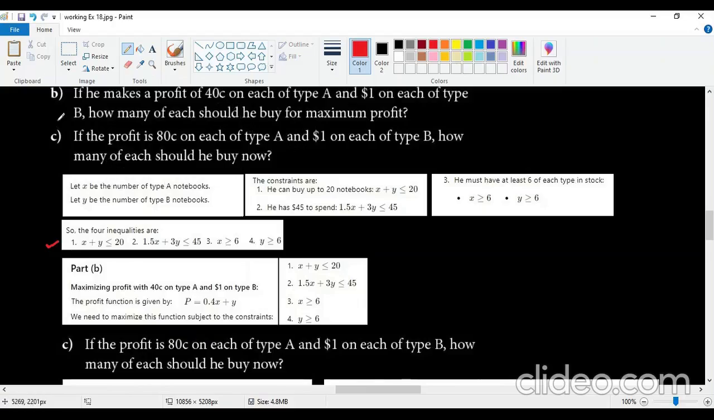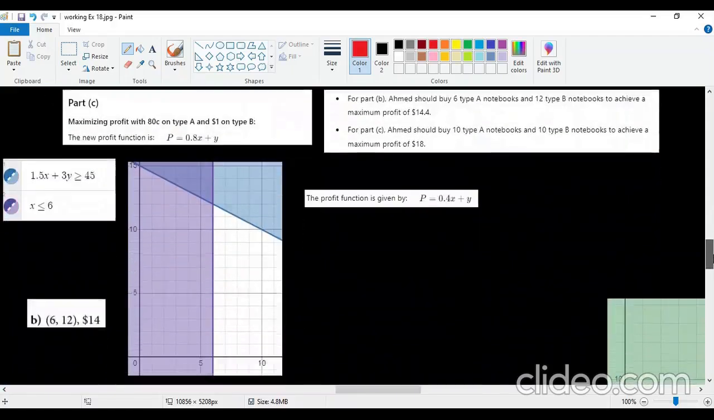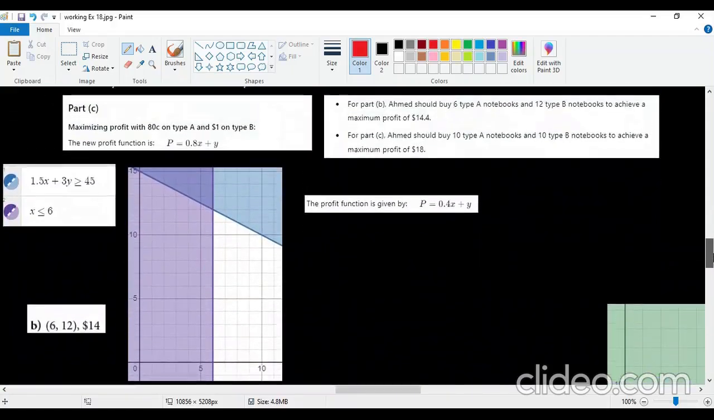0.4 for the first one. So you look at this, we have to consider this one. The profit function is already given: 0.4 of X type of books, and the notebooks are going to be only one. So these are the four constraints we come up with. We are putting them directly in Desmos, and we can see that we have 6 and 12 as the answer: 6 of A type and 12 of the other type.